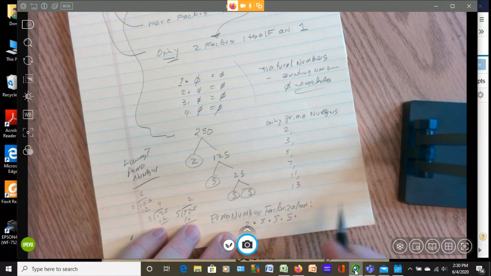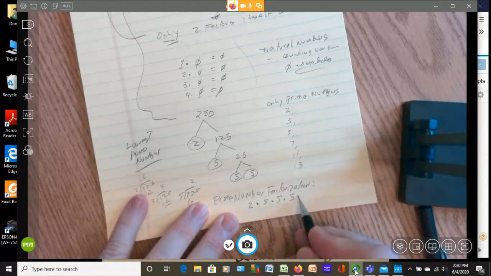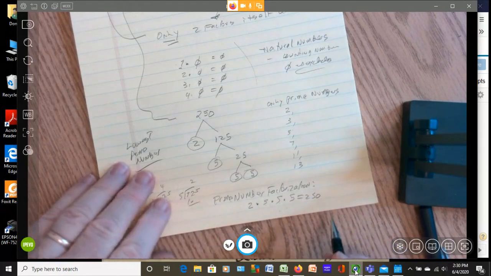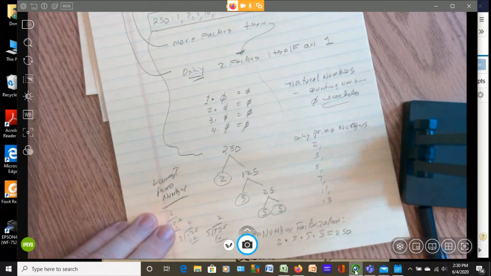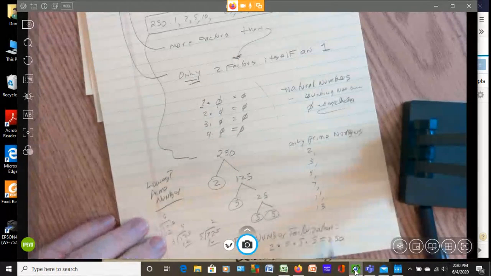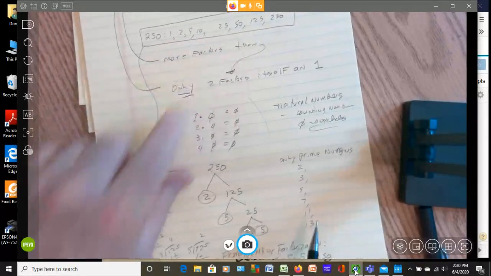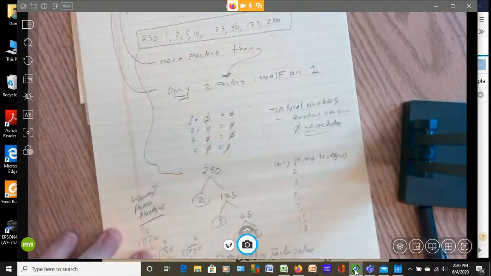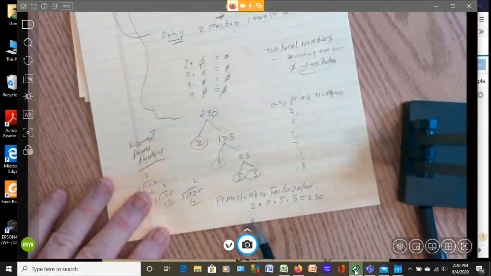And how do you use that? Well, you check it. You multiply 2 times 5 is 10, times 5 is 50, times 5 is 250. Now, you're saying, I don't understand something. A minute ago, we had all those other factors up there. We had 1, 2, 5, 10, 25, 50, 125 to get to 250. Well, you can find every one of these in here.